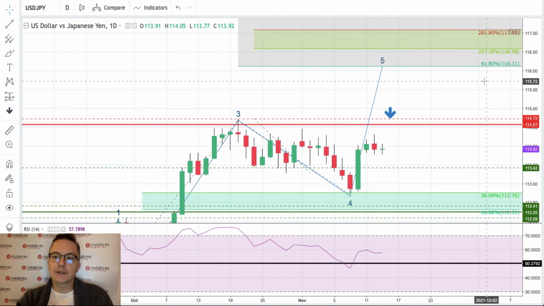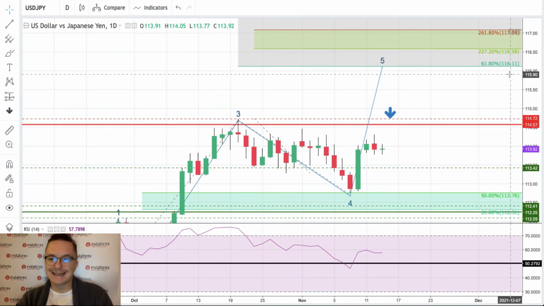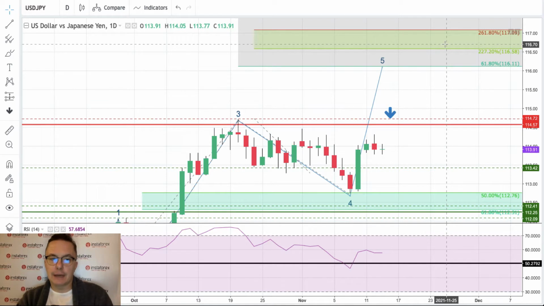They range, of course, from 116.11 towards 116.58 to 117.09. So there is still a potential for another rally in the American dollar to the Japanese yen.